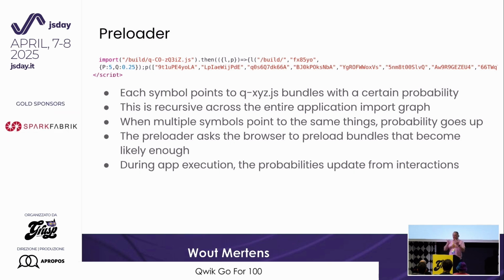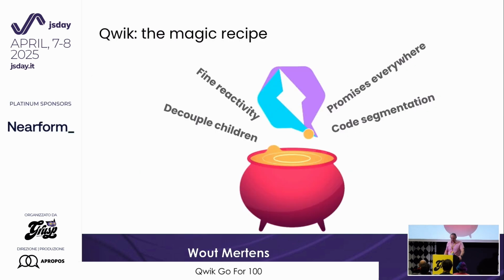So the core percentage goes up, and it keeps track of all the bundles that it knows about. And the ones that are at the top, it starts preloading. So it just tells the browser, download this, download this, download this, download this. And that way, the code that you need is there before you click it. So that is the magic that makes Qwik work.